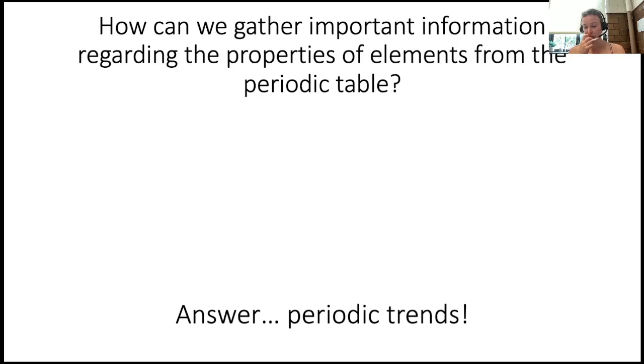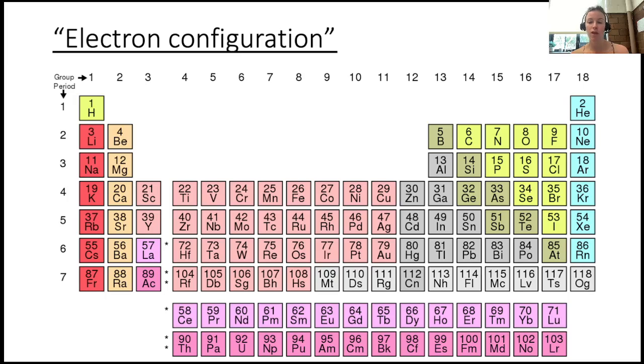So last time we were together, we talked about what we can learn from the periodic table. But there's more than just atomic mass, groups, and periods. We can understand a lot about the properties of any given element just by understanding where it is on the periodic table. So let's jump into it. Let's start by discussing electron configuration.